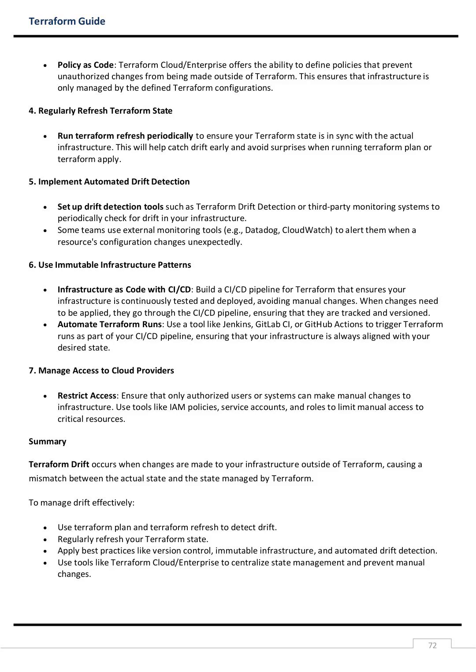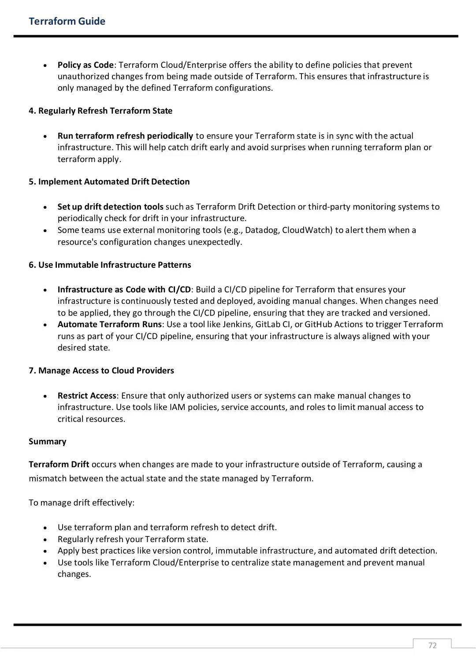4. Regularly refresh Terraform state. Run terraform refresh periodically to ensure your Terraform state is in sync with the actual infrastructure. This will help catch drift early and avoid surprises when running terraform plan or terraform apply. 5. Implement automated drift detection. Set up drift detection tools such as Terraform drift detection or third-party monitoring systems to periodically check for drift in your infrastructure. Some teams use external monitoring tools, for example Datadog or CloudWatch, to alert them when a resource's configuration changes unexpectedly.